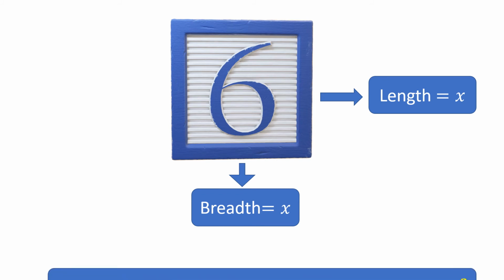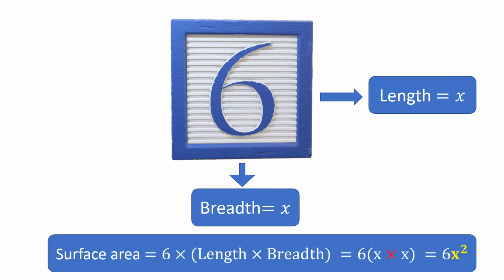So the total surface area of that thing will be 6 times x square, as the area of one face is x square and the area of 6 faces is 6x square. So 6 times length and times breadth is 6x square. Okay, that's good. And that special shape is called a cube.